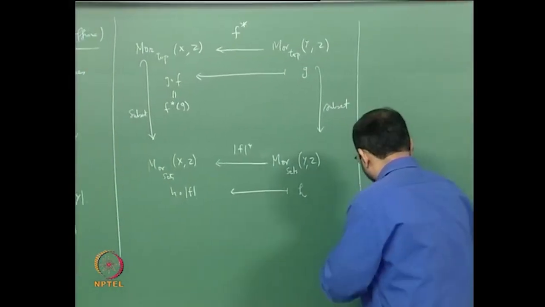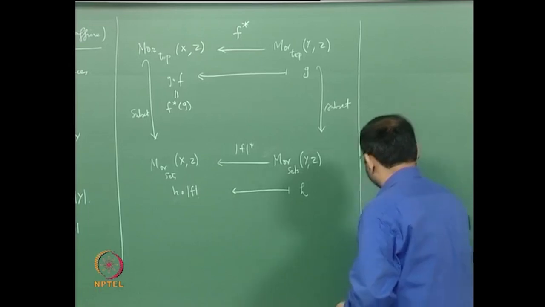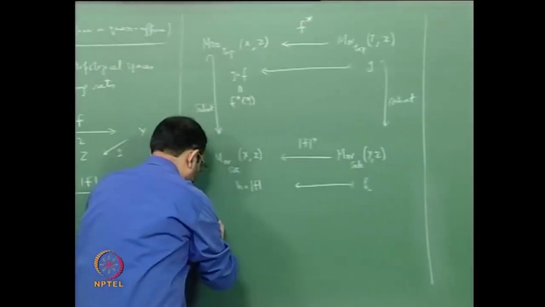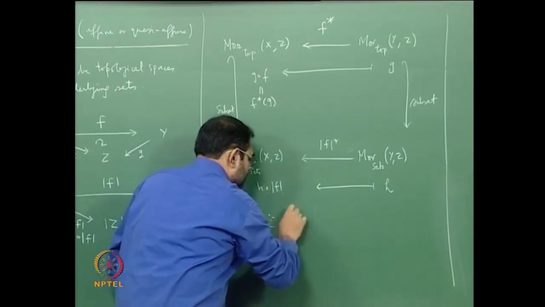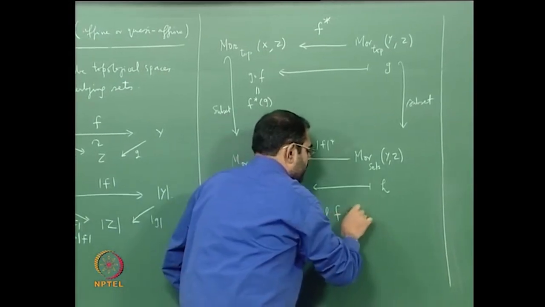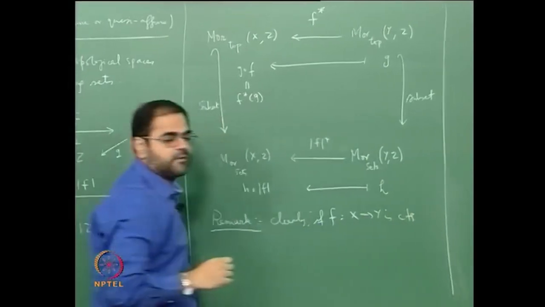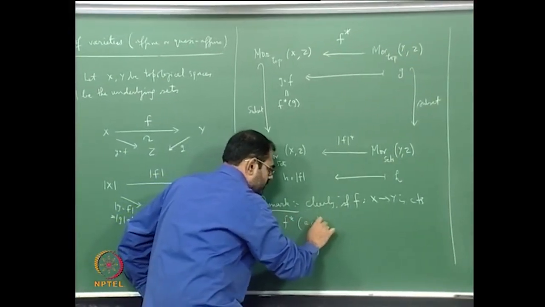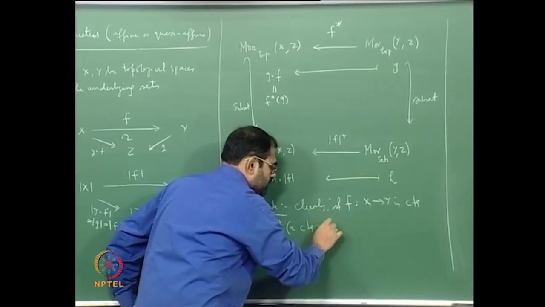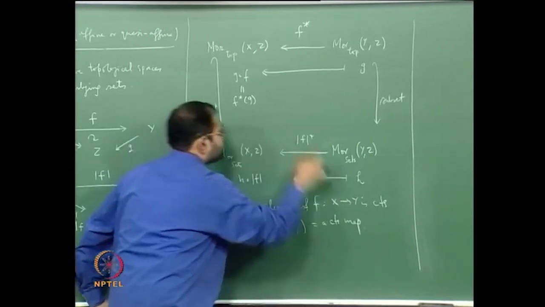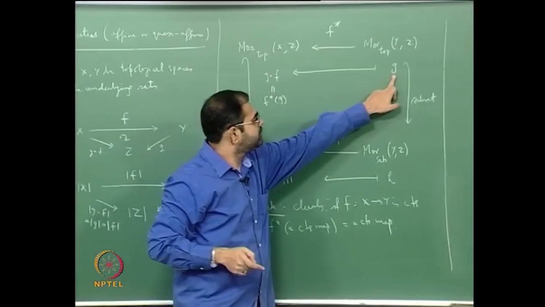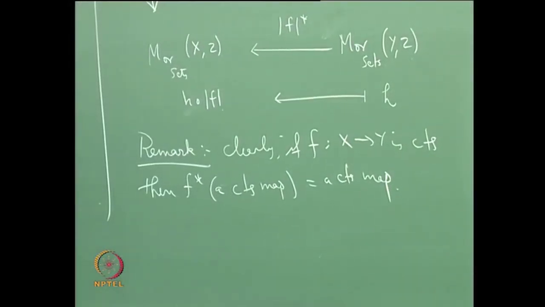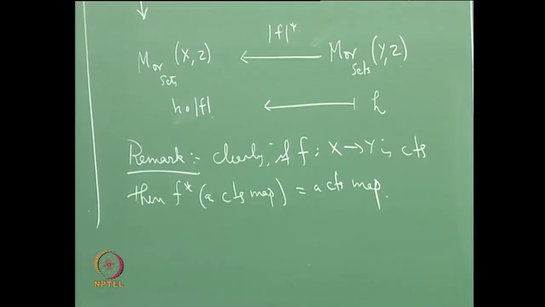So keeping that in mind, let's test this. Here is a remark. Clearly, if f from X to Y is continuous, and I'm abbreviating continuous to CTS, then f upper star of a continuous map is again a continuous map. In this case, it's just a result of the fact that a composition of continuous maps is again continuous. There's nothing more than that.